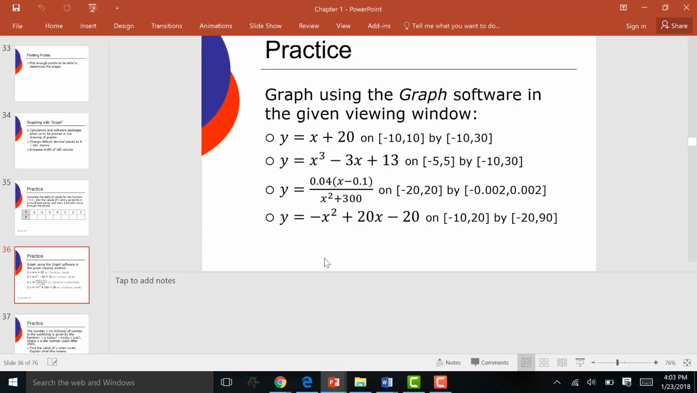Did everybody figure out how to type number 3 in? Yes. What did you do to get a division line? If you just do the slash, it's the same thing as the division line, and it'll pop it up just like you see it. Questions?